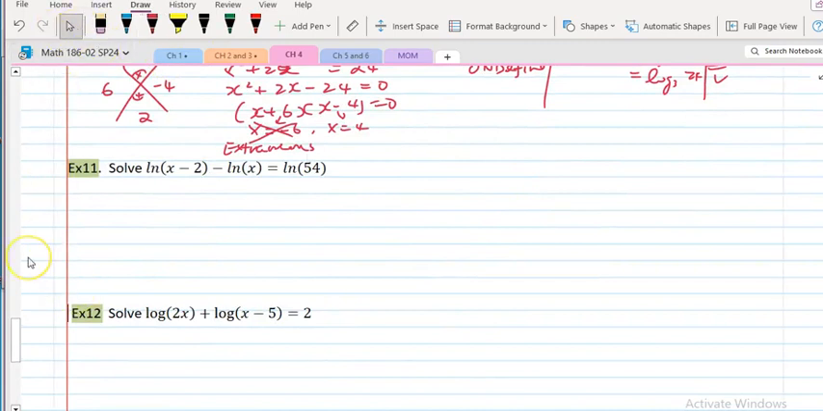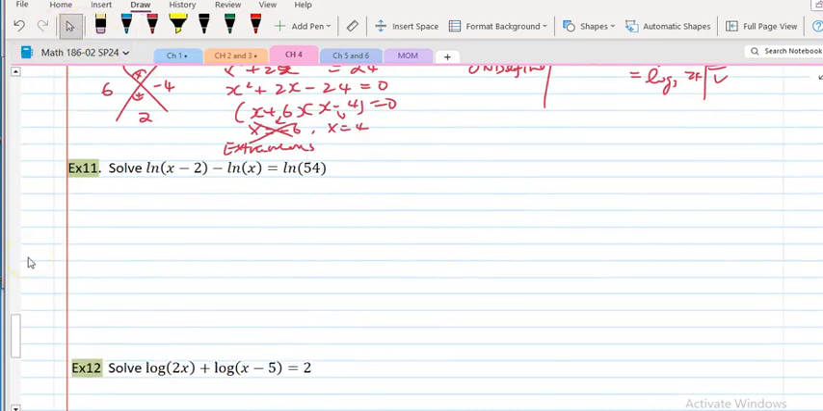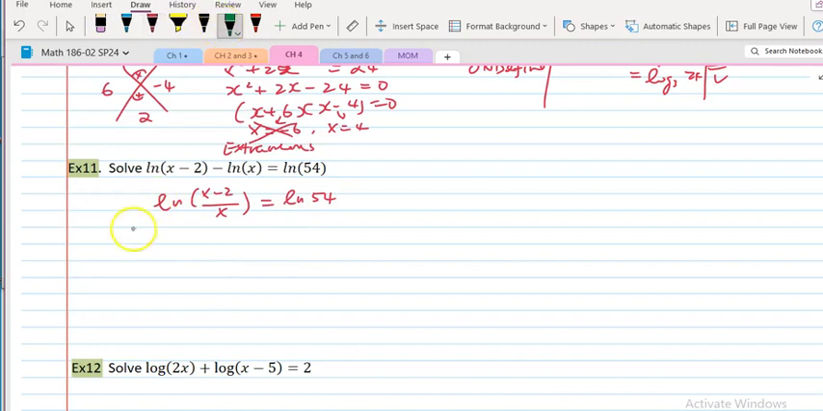Another one would be if I have 2 things on one side, but they're dividing. So dividing means I can use the log property of rewriting log of x minus 2 over x, when divided, equal to ln 54. Now there's one log, I can do the exponent e to the power of ln, they cancel as inverse functions. So x minus 2 over x is equal to 54.